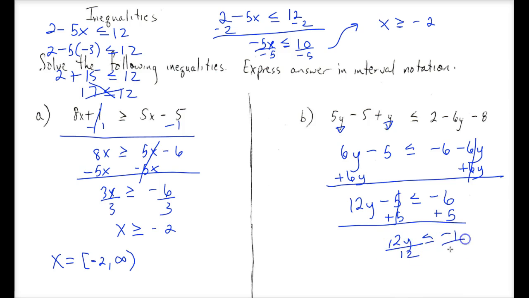Then we finish up by just dividing both sides by 12. And we see that our answer here is y is less than or equal to negative 1/12. So in interval notation, that will look this way.